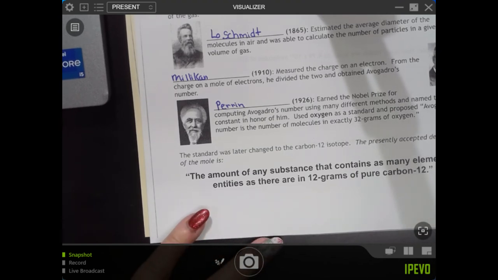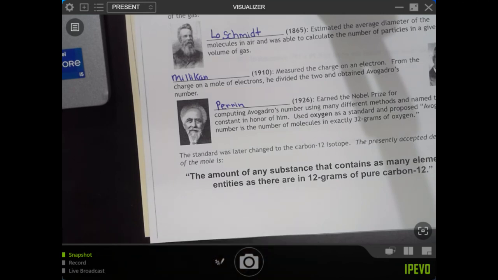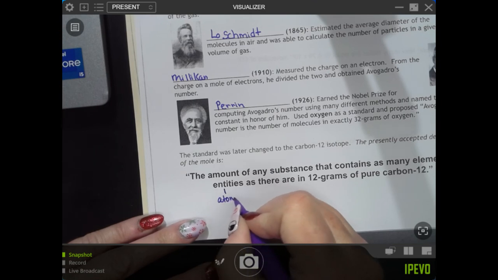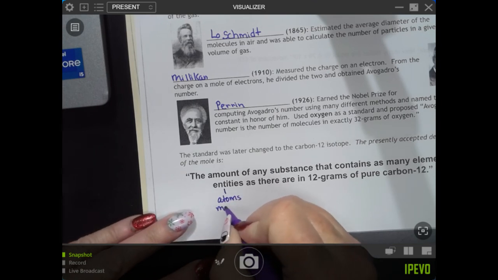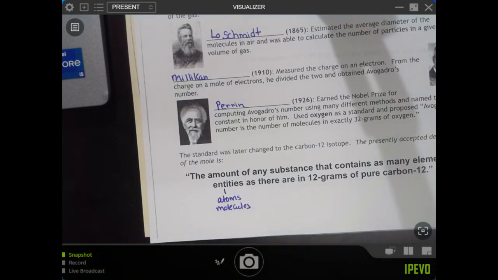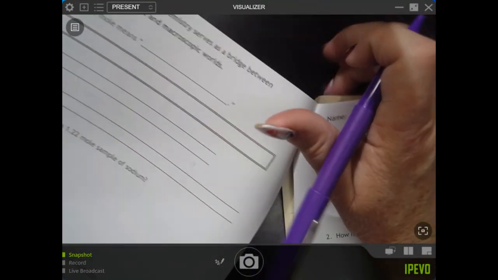Okay, the standard was later changed to carbon-12, and that is the present definition, is the amount of any substance that contains as many elementary entities. So what we mean by that are atoms or molecules, as there are in 12 grams, exactly 12 grams of carbon-12. All right, so a little bit of history.